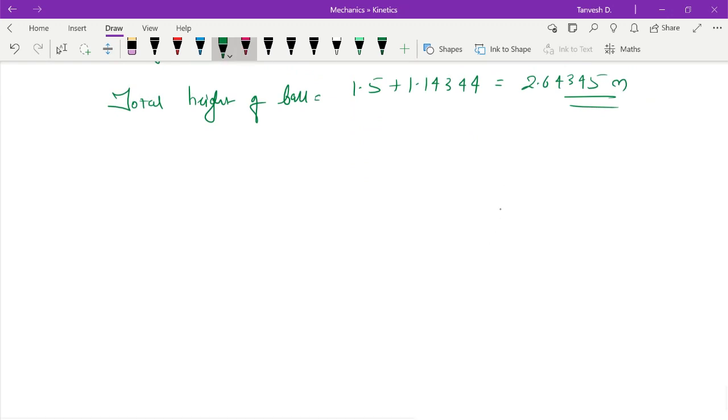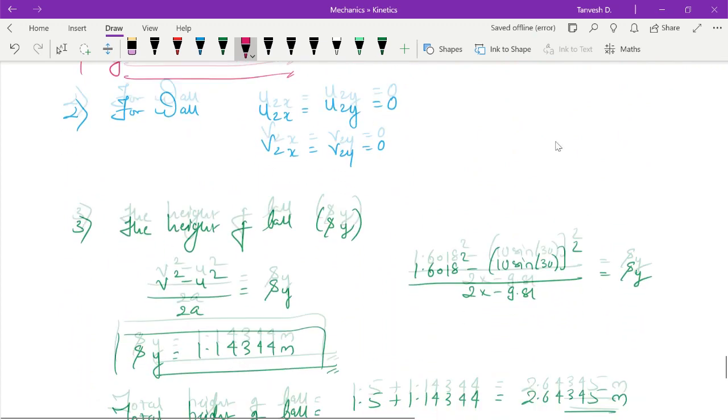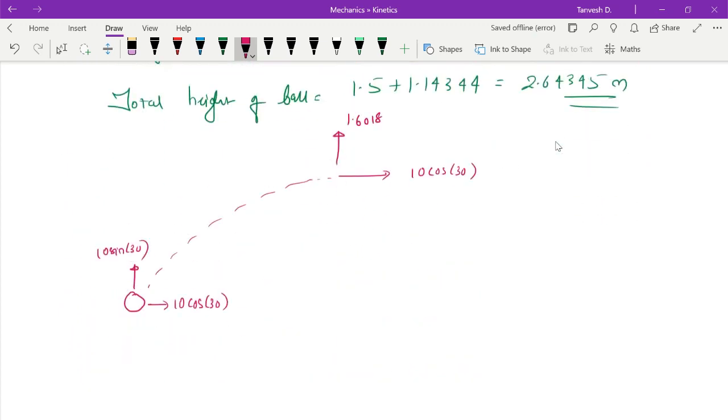So let us first understand what all things we actually now know about the ball. The ball had started like this. It had a velocity of 10 cos 30 in the x direction, 10 sin 30 in the y direction. When it reached the wall, it has a velocity of u1x, which is equal to 10 cos 30, and an upward velocity of u1y, which is 1.6018. In fact, let us calculate 10 cos 30, because it's better to write that. It's 8.66025. This is u1x, and this is u1y.